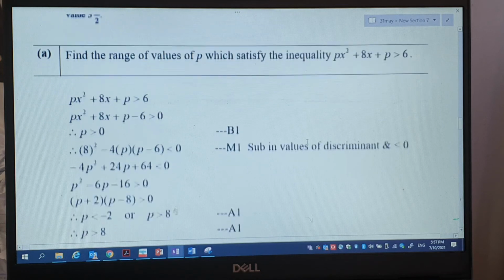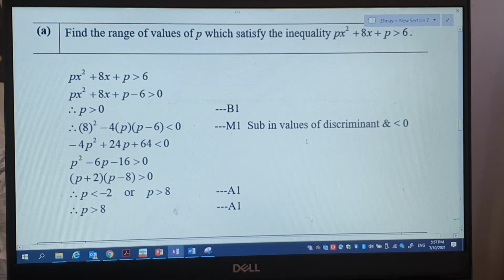This question is a very common question, where they ask you to find the range of values of p which satisfy the inequality. That means they're asking you to solve this inequality and then later find the range of values. The range of values of p means your p is not like 1, 2 or 3. No. This is called solve p.